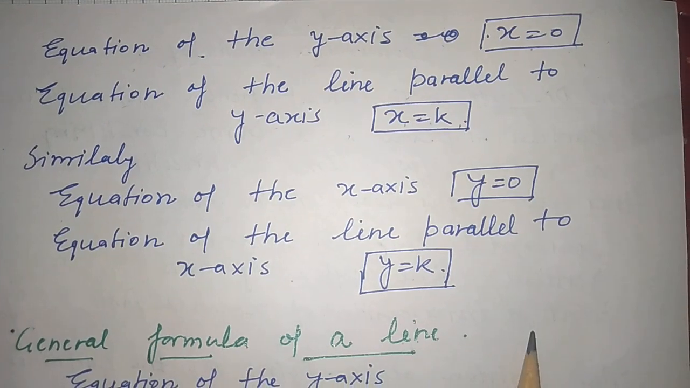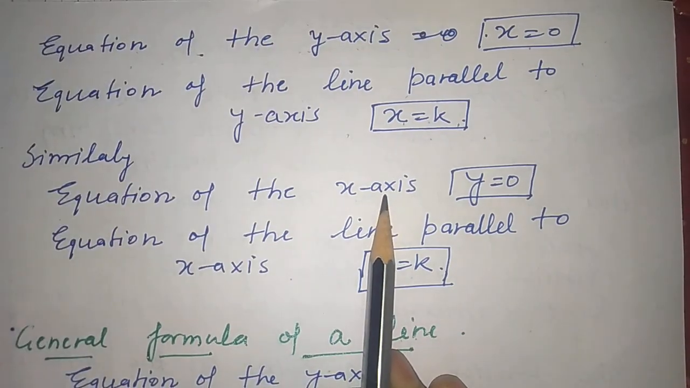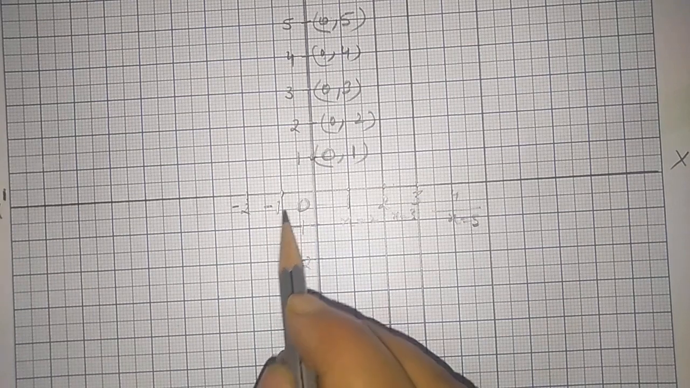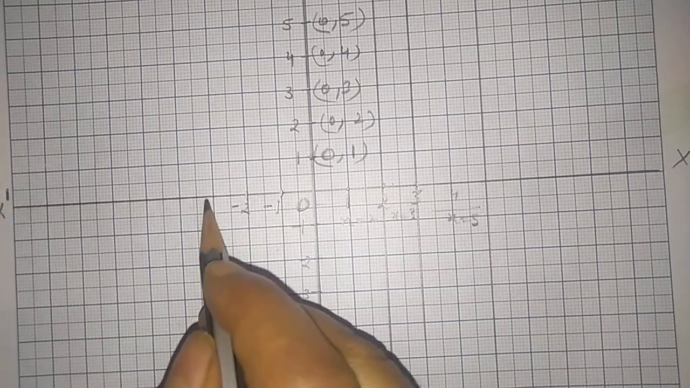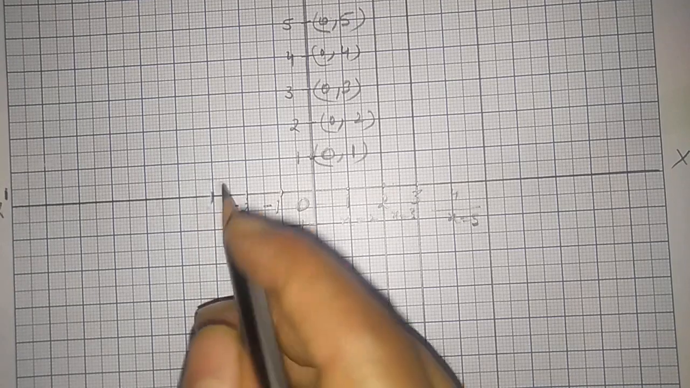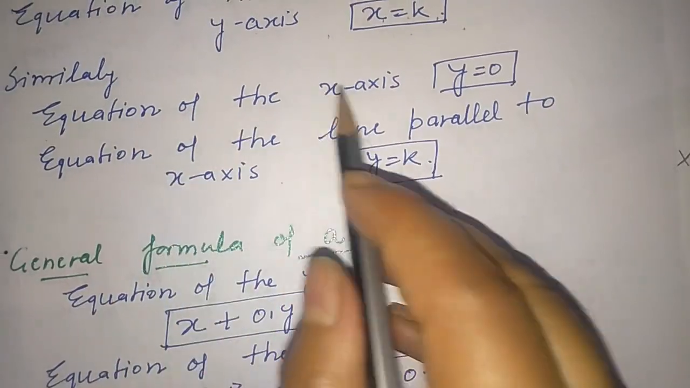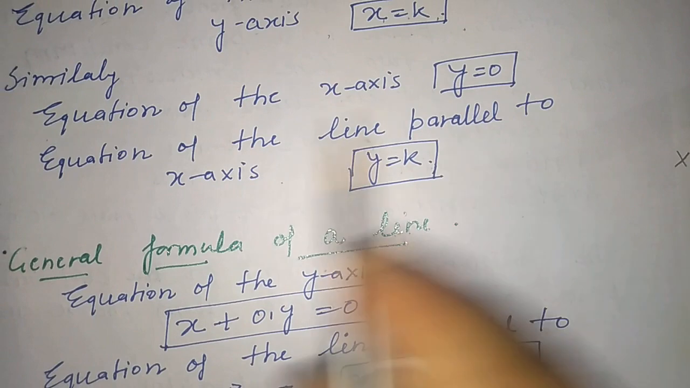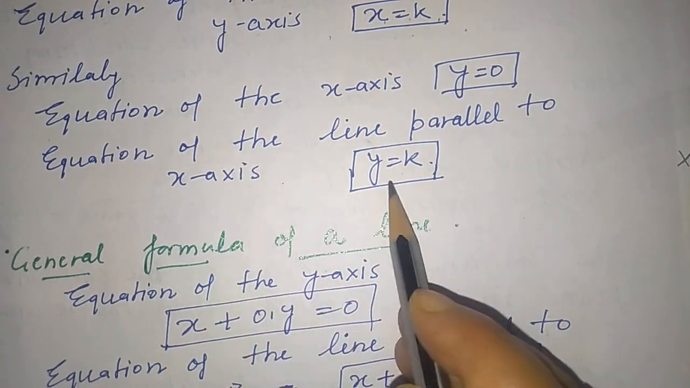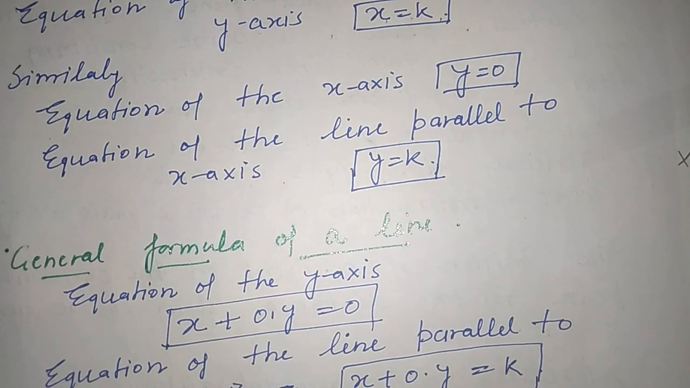Similarly, we can find the equation of the x-axis. On the x-axis, we can take points like -1 and 0, -2 and 0, -3 and 0. We can take any value. So the equation of the x-axis is y equals 0. The equation of a line parallel to the x-axis is y equals k.